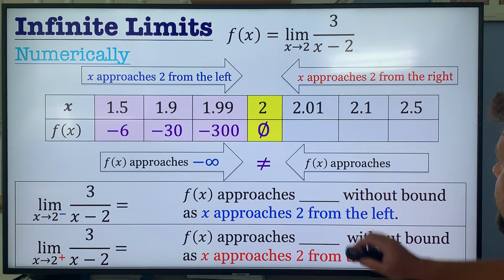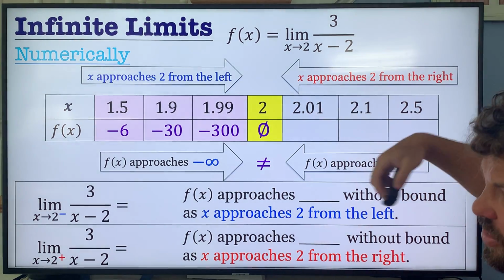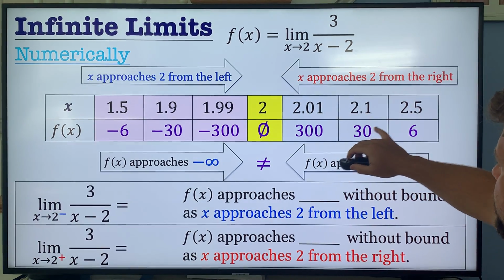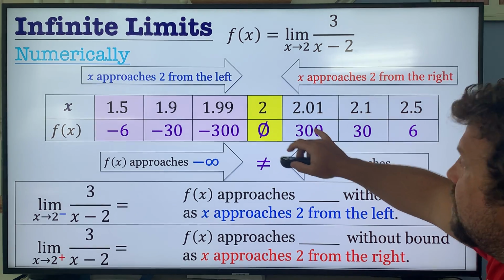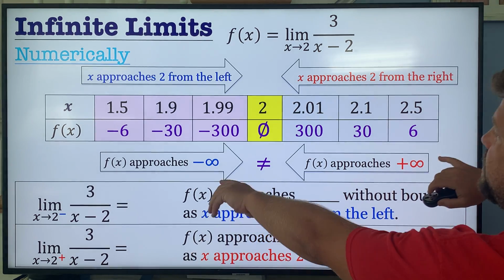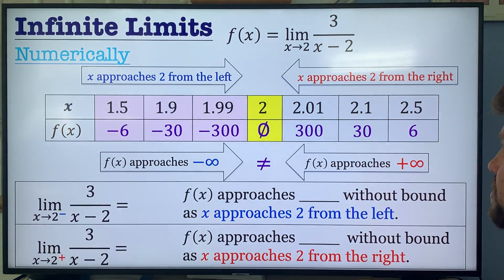As you approach 2 from the right, 1,000th or 100th, 10th, half. Right? You could always go 1,000th, 100th, 10th. I don't even know why I picked these numbers. You get 3, 6, so you're going this way, so read it this way: 6 to 30 to 300, probably to 3,000. That's approaching positive infinity. We were correct in our assumption that they're not going to be equal. So since they're not equal, the actual limit doesn't exist.